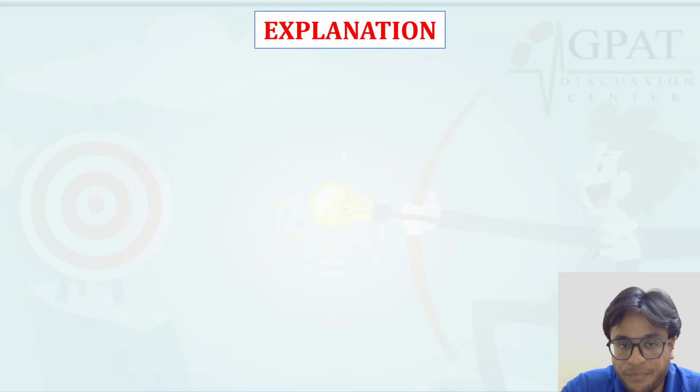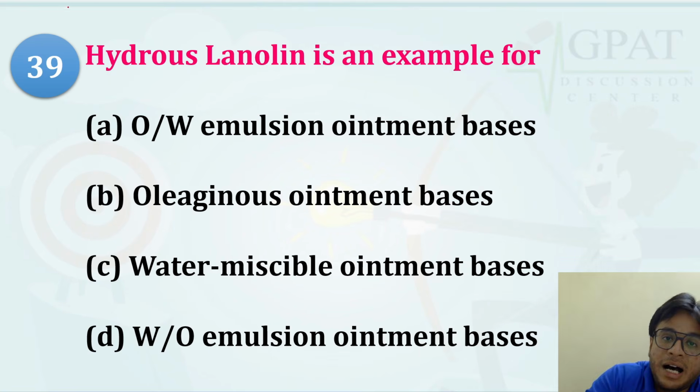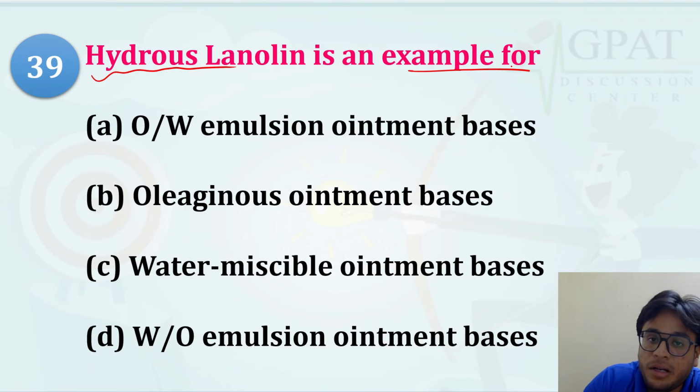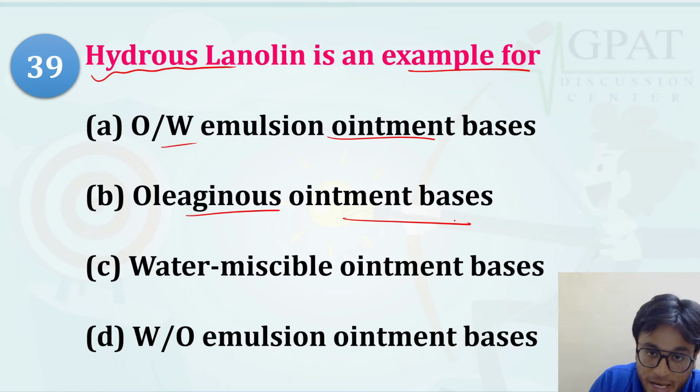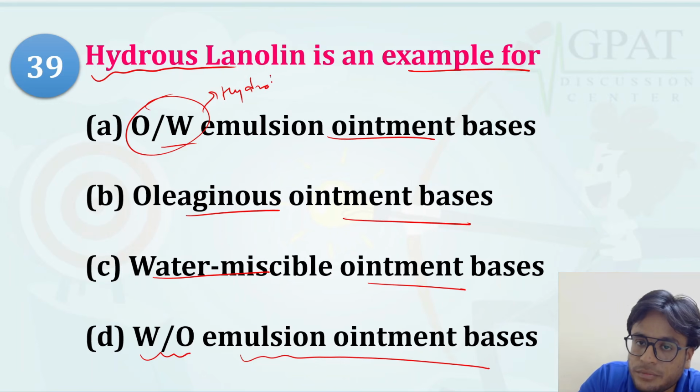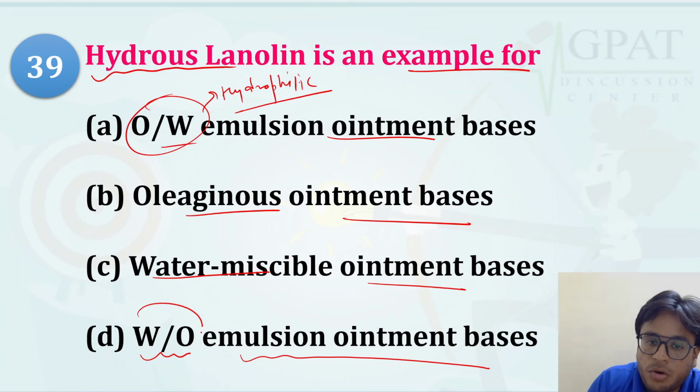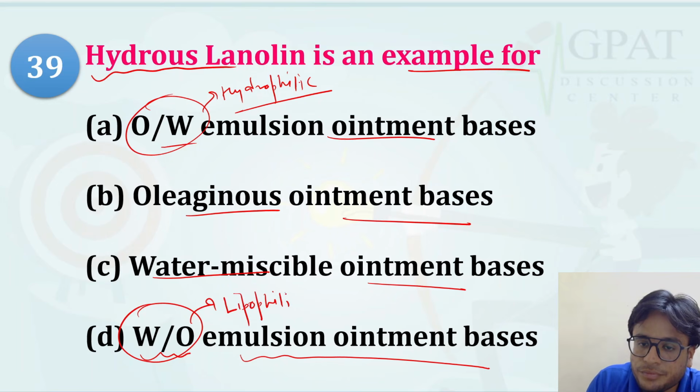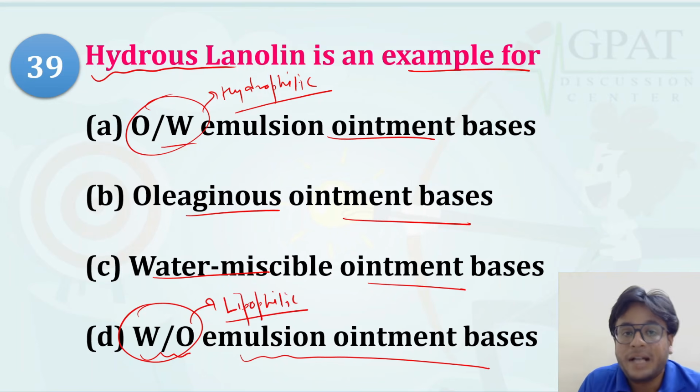Okay, so moving towards our next question, hydrous lanolin is an example of which base: oil in water emulsion ointment base, oleaginous ointment base, water miscible ointment base, or water in oil type of emulsion base. So oil in water is a kind of hydrophilic base they are talking about. And if they are talking about water in oil type, they are mainly talking about lipophilic emulsion bases. So hydrous lanolin is the first example we can consider.